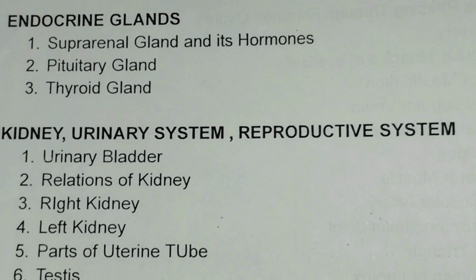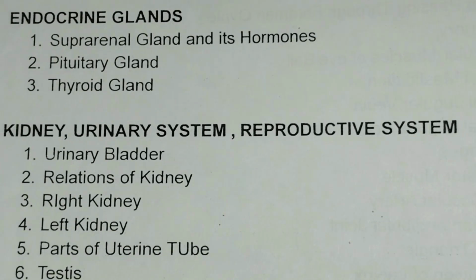Second one, relations of kidney. Third one, right kidney. Yes, there is a spelling mistake. Fourth one, left kidney. Fifth one, parts of uterine tube. Sixth one, testes.